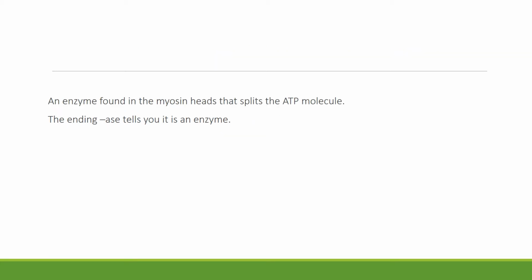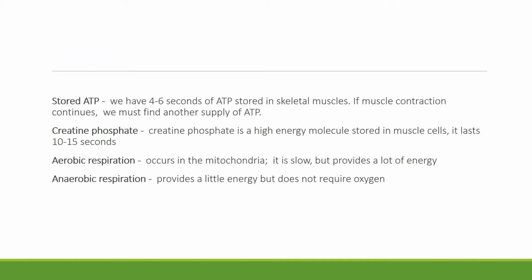What is ATPase? It's an enzyme found in the myosin heads that splits the ATP molecule. Anytime you see the ending ASE, it tells you that that substance is an enzyme. There are several different sources of this ATP that we use in muscle contraction.